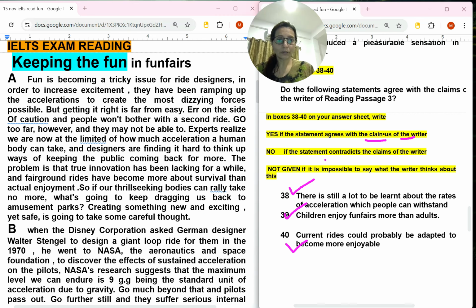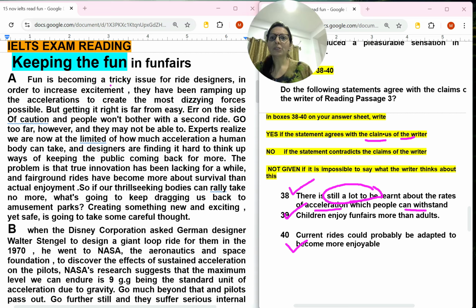So what I was telling you, the A number paragraph is left. So we can start looking for these questions from the A number paragraph. Definitely I will read the question statement, I will understand it and come out with one or two keywords. There is still a lot to be learned about the rates of acceleration which people can withstand. Still a lot to be learned in future about the rates of acceleration which people can withstand.